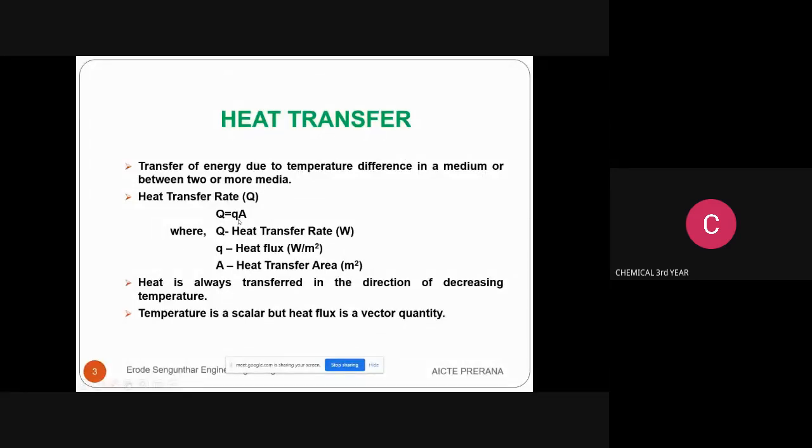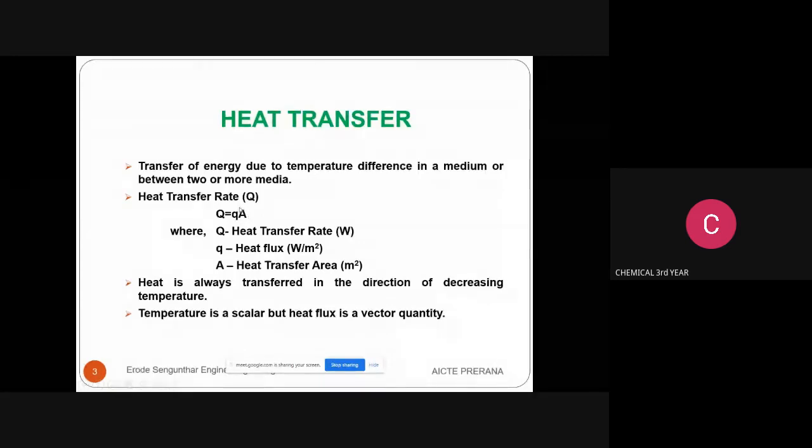So if we cancel this A, definitely we'll get the heat transfer rate only. So capital Q can be written as small q into A. Here the small q is nothing but your heat flux, and this A is nothing but your heat transfer area.